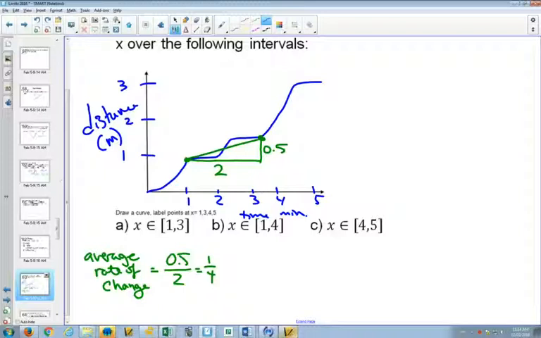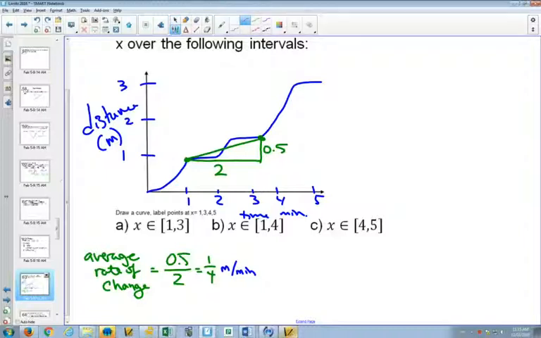So from the time it picks up the first kid to the time it gets the second kid and actually starts going again, and it looks like we're only picking up 2 kids on this bus ride for the entire time, the average rate of change is 1/4, and that is meters per minute. So every minute it's on average going about this far. Nice.